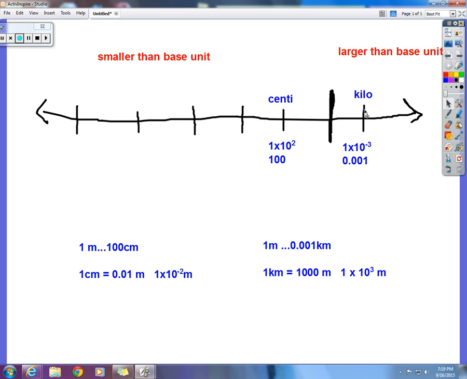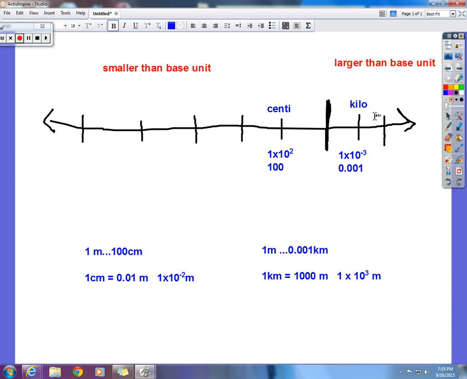Oh, sorry guys. So I'm going to take a quick second to redo this number line so that you can see a good number line, and then we'll move on. So this is mega, which is 1 times 10 to the negative 6th. Okay, and then we have milli over here, which is 1 times 10 to the positive 3rd, or 1,000.